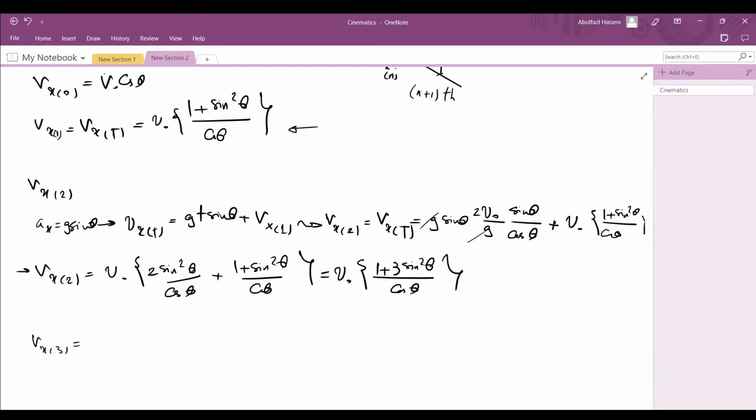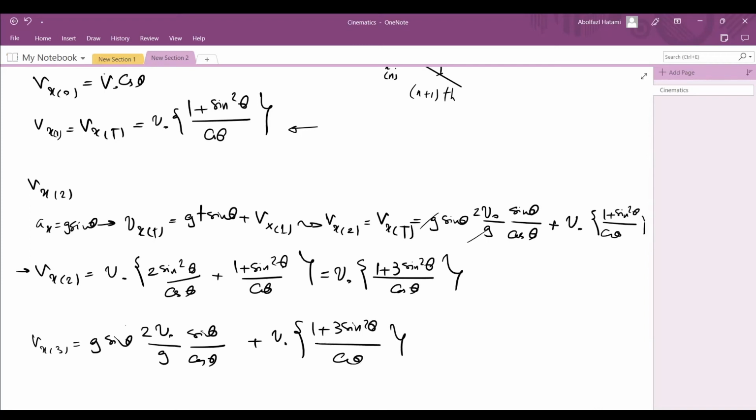Vx of 3 is also g t sine theta plus Vx of 2, and g t sine theta is just v0. Sorry, it is g sine theta times 2 v0 divided by g sine theta, divided by cosine of theta, plus Vx of 2, and that is v0 times 1 plus 3 times sine square divided by cosine of theta. If you simplify that, it will be v0 times 1 plus 5 times sine square of theta divided by cosine of theta. So we found the relation.